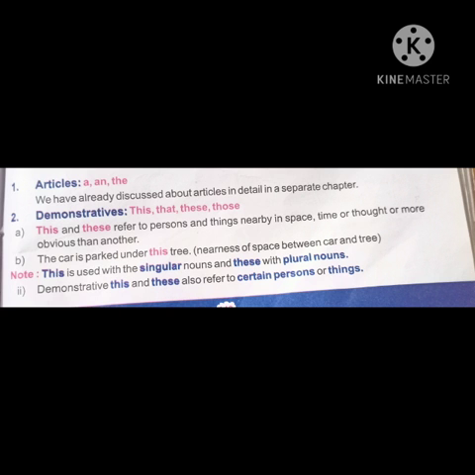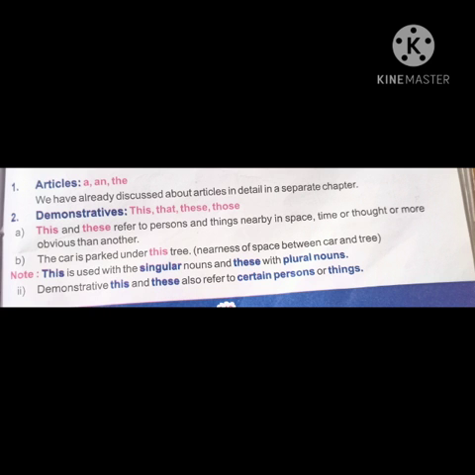Okay. There are so many examples given in your book. All of them consist of the use of this, that, these and those. This and that are used with singular noun subjects, and those and these are used with plural subject nouns.